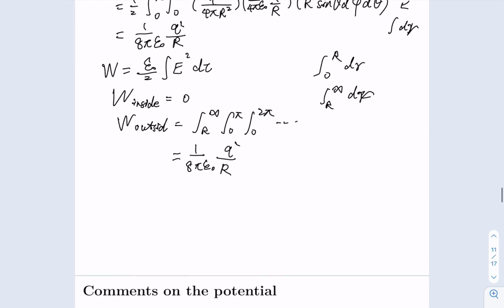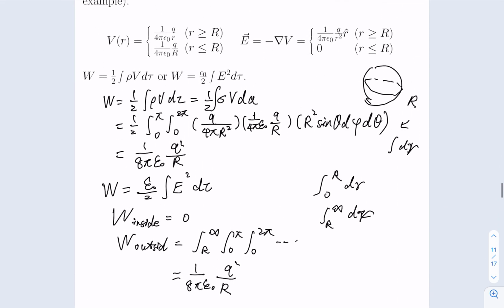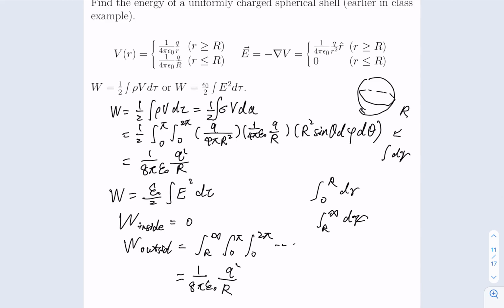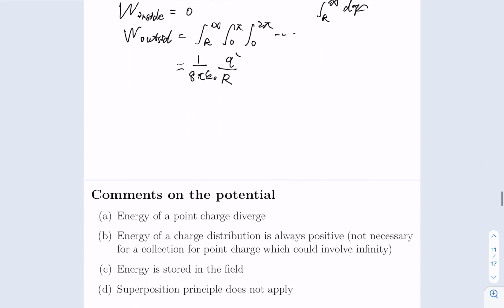Then you may start to wonder that according to the first expression, the energy seems to be stored on the surface charge itself, right? And according to the second expression, the energy seems to be stored over the entire space and in the electric field. And which one is really correct?